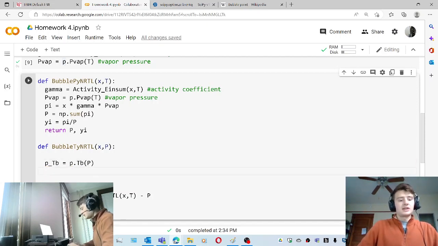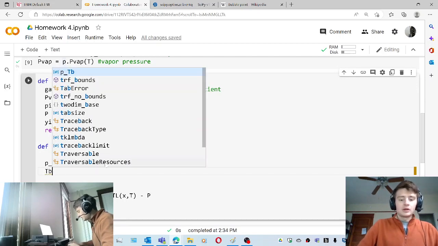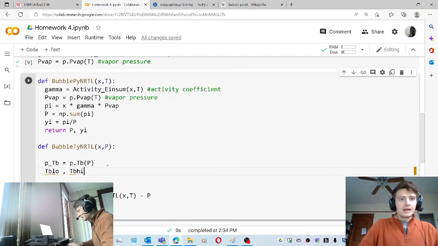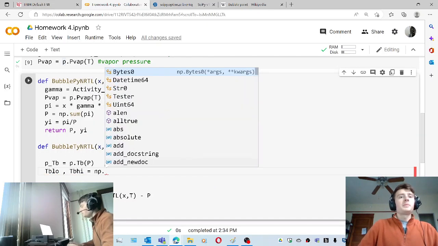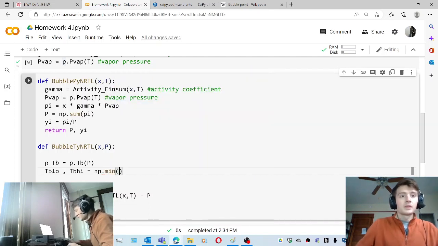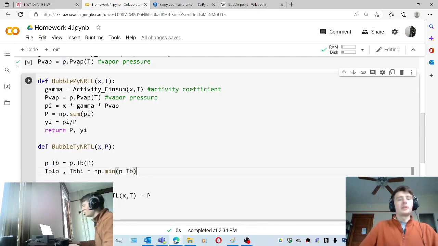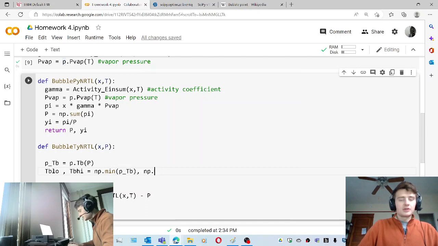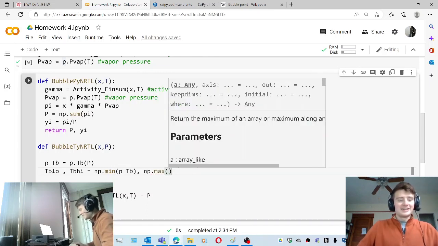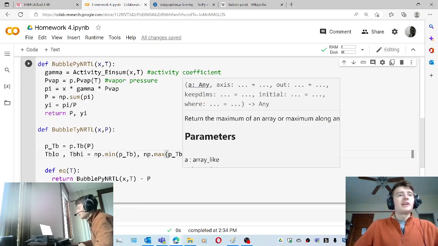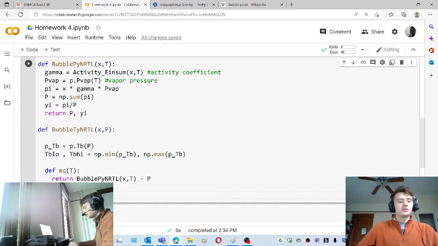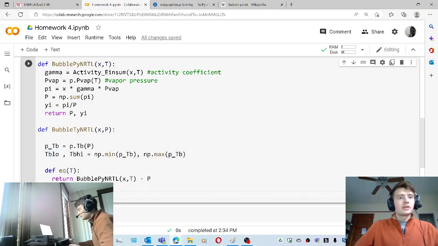So now the lower bound, maybe I'll just say TB low, and then TB high, are just going to be equal to numpy's minimum of this, the lowest boiling point of the three components, and similarly the maximum of the three boiling points. So now I have these low and high bounds defined, so now I can go in and call BrentQ, and say that the function is just going to be the EQ as I just defined it, and then I give it a low value for A and a high value for B, and that's the interval.